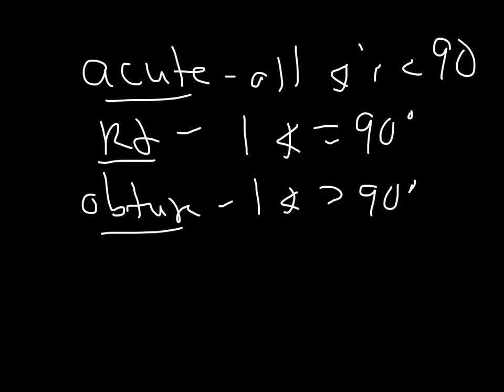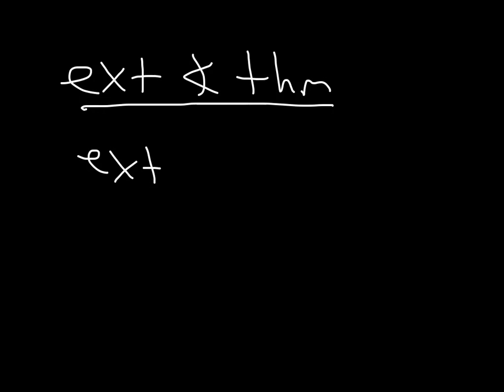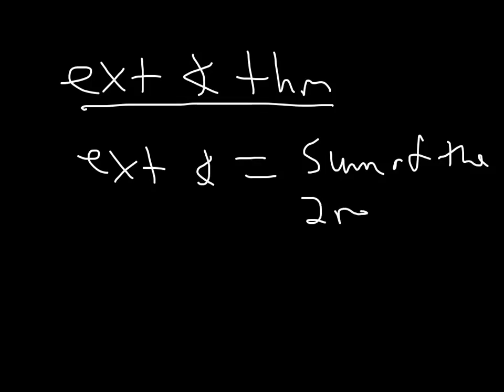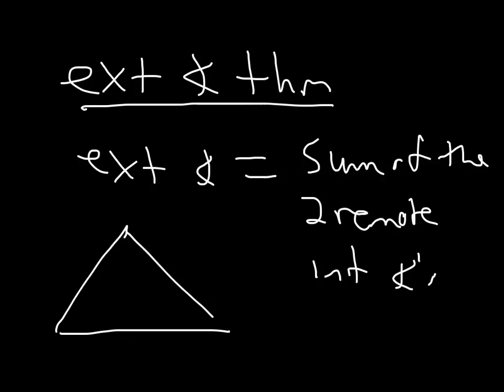The bigger part of this section was the exterior angle theorem, which states that the exterior angle in a triangle is equal to the sum of the two remote interior angles. So if I give you a diagram as such, angle 1, angle 2, 3, and 4.